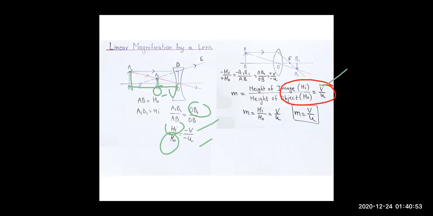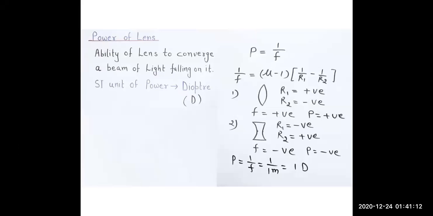Yes, children. Similarly, you can prove it for the convex lens also. So this is your magnification formula, that is M equals to height of image upon height of object equals to image distance upon object distance. Right, so remember the magnification formula. We are going to use it for numericals.